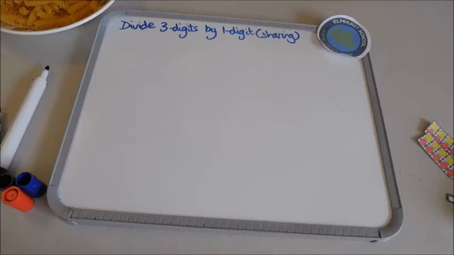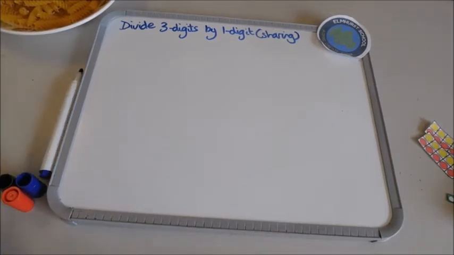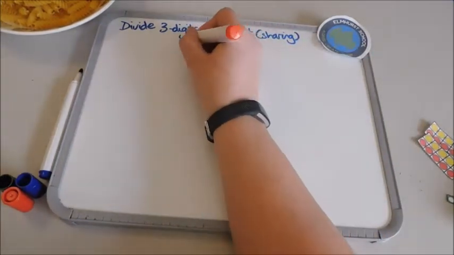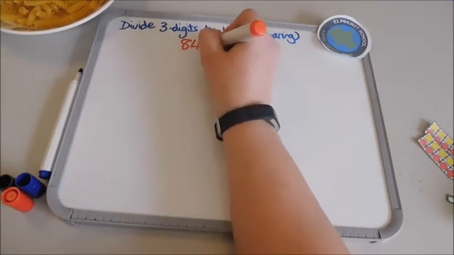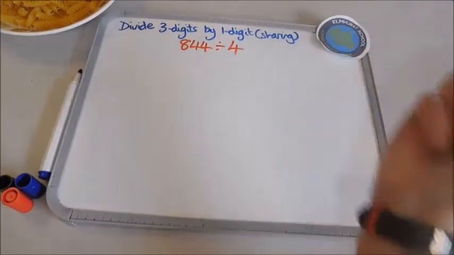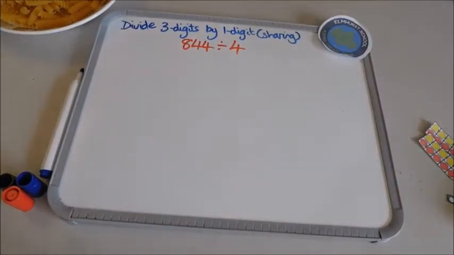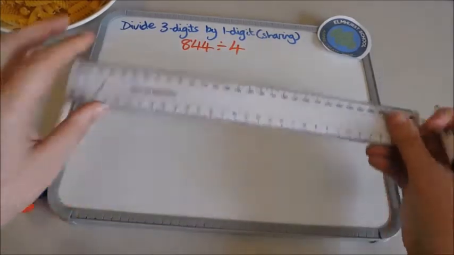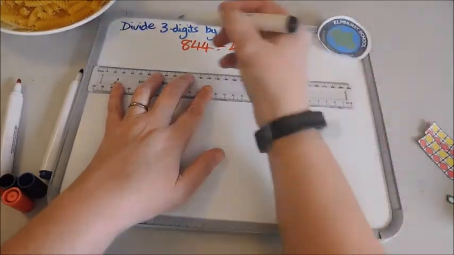I'm going to show you how to divide 3 digits by 1 digit, sharing. So children can continue to use place value counters to share 3-digit numbers into equal groups. The calculation I'm going to concentrate on is 844 divided by 4. If I'm using my place value counters, I need to think about my place value.